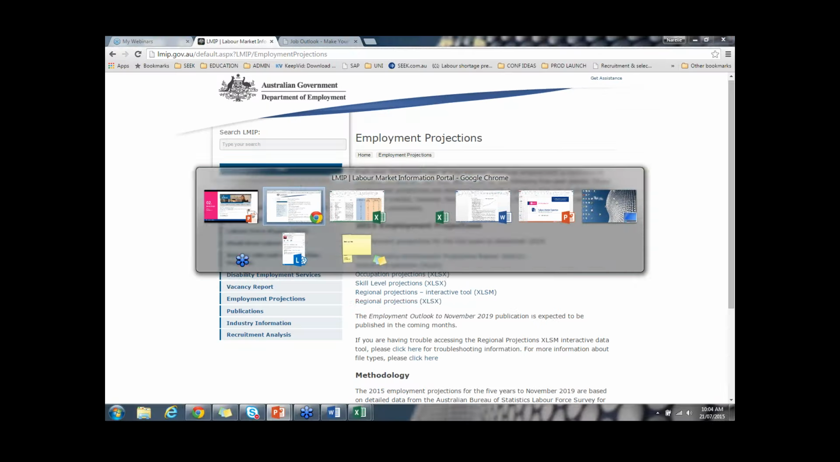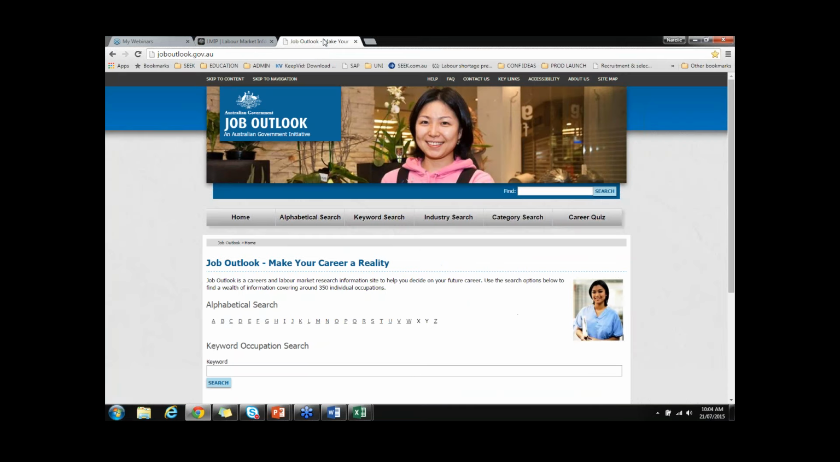So I'm going to go back to my example of looking for an electrician. If you go to joboutlook.gov.au, what you'll get is this beautiful little portal. It's been built off the Department of Employment's data. It's the same set of data that's being used by the LMIP to do the industry piece. This is the same base of data, so they all correlate.